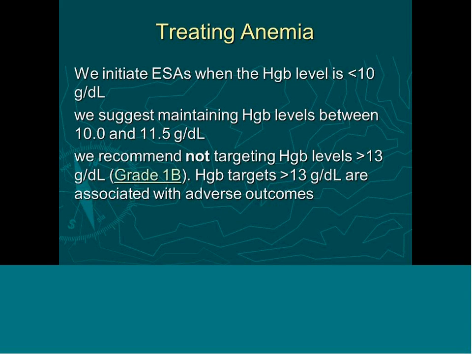We start therapy when the hemoglobin is less than 10. We maintain the hemoglobin level between 10 and 11.5. The nephrology group recommends not targeting hemoglobin above 13. It is a 1B recommendation: hemoglobin targets of more than 13 grams are associated with adverse outcomes.